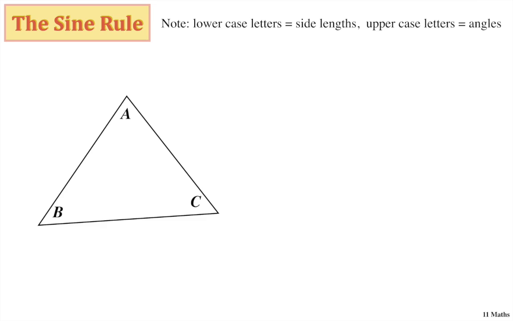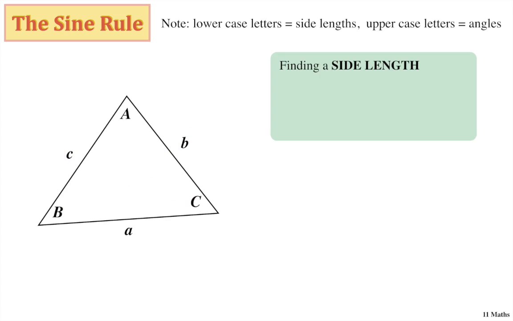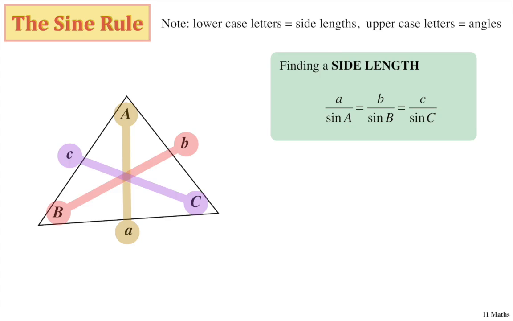So remember, capital letters correspond to angles. So we can just assign the three angles, capital A, capital B, and capital C. Then we can assign our side lengths, and remember, opposite capital A is side length lowercase a. Opposite capital B, side length lowercase b. Opposite capital C, side length lowercase c. So, hopefully you can remember this rule from last year.